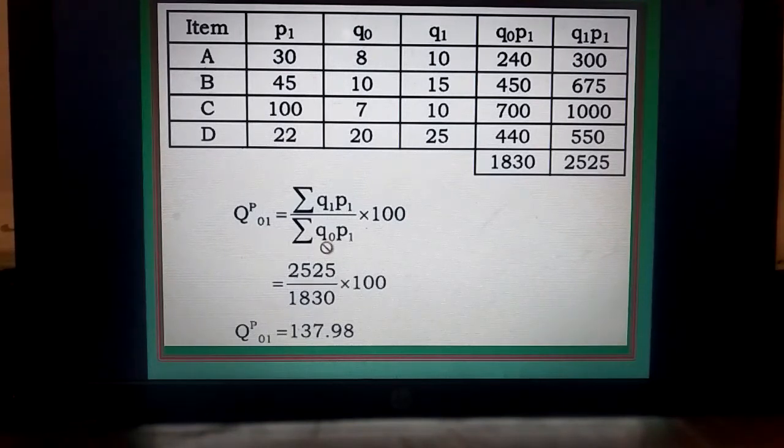And next it is required Q0 P1. So Q0 as well as P1. 30 multiplied by 8 is 240. 45 multiplied by 10 is 450. Similarly, all the values are calculated, and the sum of Q0 P1 has been substituted as 1830. The sum we have got has been substituted in the denominator. And 2525 divided by 1830 multiplied by 100, when you perform, you are going to get 137.98. So what is the conclusion, students?